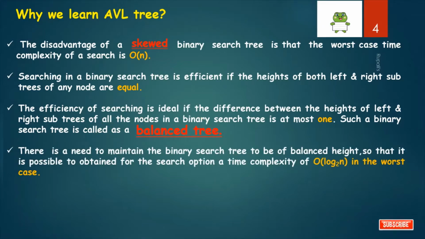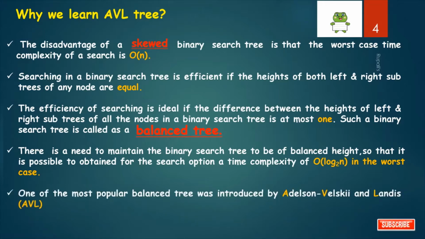There is a need to maintain the binary search tree to be of balanced height so that it is possible to obtain for the search operation a time complexity of order of log base 2 of n in the worst case. One of the most popular balanced trees was introduced by Adelson-Velsky and Landis, that is the AVL tree. An empty binary tree is an AVL tree.